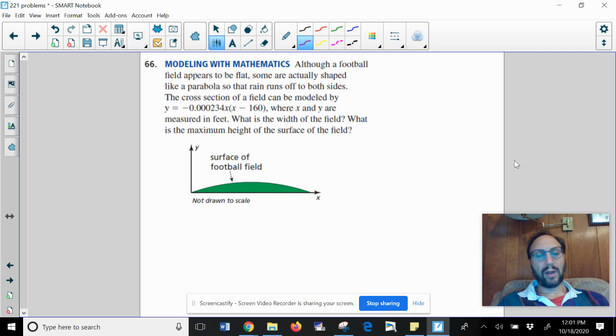So this is problem set 221, number 66 from the Big Ideas Algebra 2 book. Modeling with Mathematics: although a football field appears to be flat, some are actually shaped like a parabola, so the rain goes off of both sides.